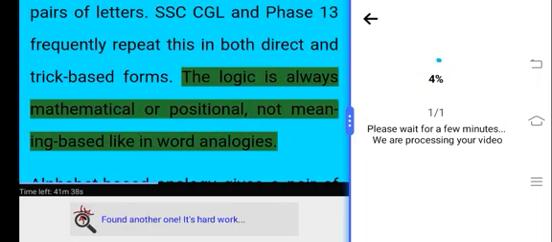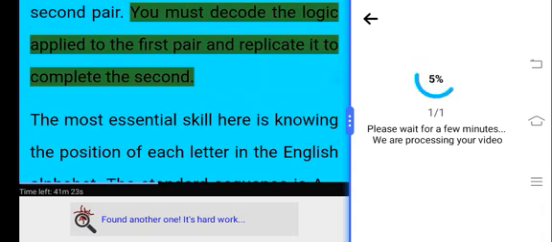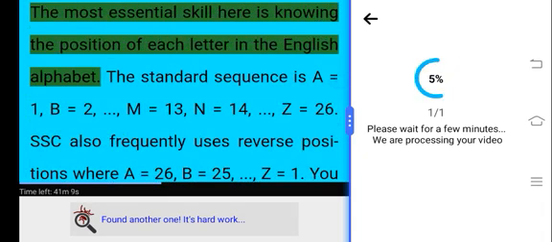The logic is always mathematical or positional, not meaning-based like in word analogies. Alphabet-based analogy gives a pair of letters related in a certain way and asks you to find the same relationship for a second pair. You must decode the logic applied to the first pair and replicate it to complete the second. The most essential skill here is knowing the position of each letter in the English alphabet.